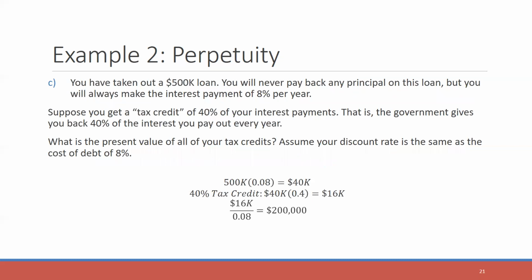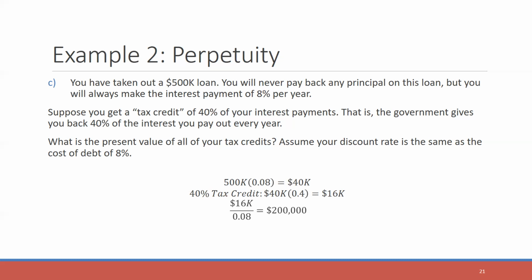Okay, another example of perpetuity. You've taken out a 500K loan. You will never pay back any principal on this loan, but you'll always make the interest payment of 8% per year. So step by step, you owe 500K, you're just going to make interest payments, and that's all you'll do. Suppose you get a tax credit of 40% for your interest payments. That is, the government gives you back 40% of the interest that you pay out every year. What is the present value of all your tax credits? Assume your discount rate is the same as the cost of debt, which was 8%.